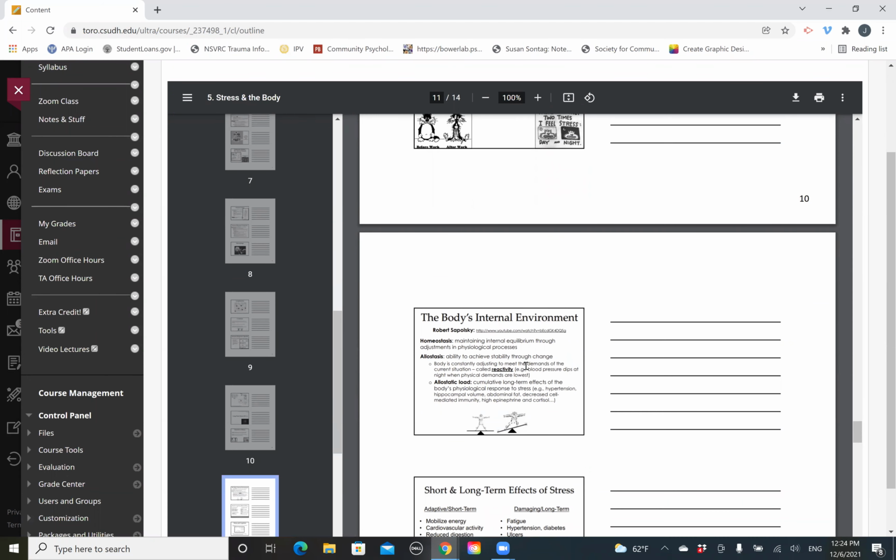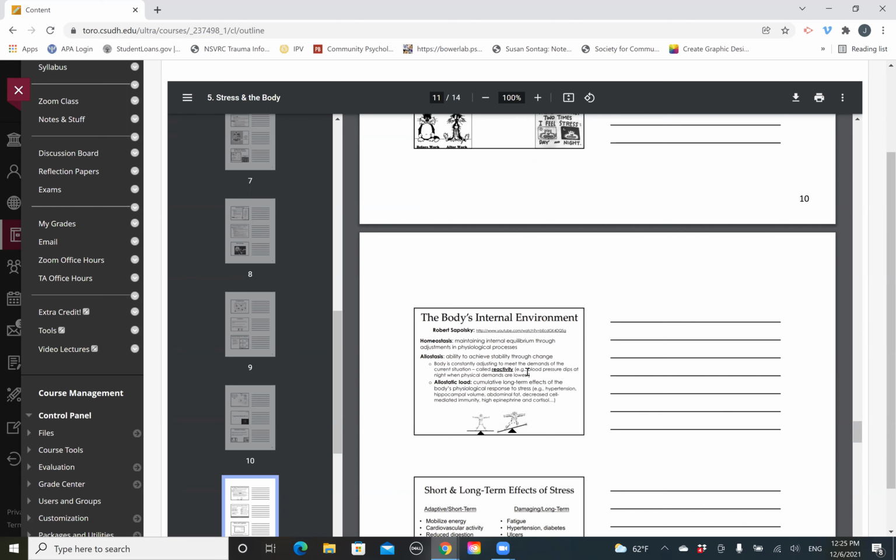Homeostasis, right, is maintaining the internal equilibrium through adjustments. Allostasis, or allostatic load, is the cumulative long-term effects of the body's physiological response to stress, right? So when your body is responding to stress more, you have a larger allostatic load. And that means hypertension, blood pressure, right? That's just your heartbeat because you're stressed.